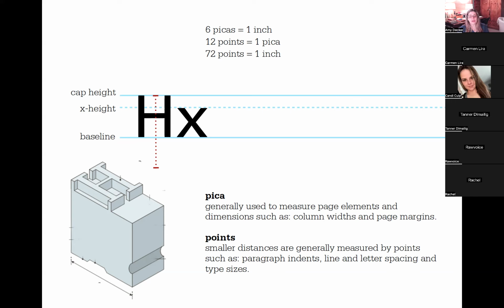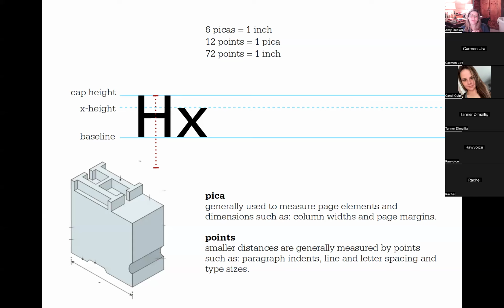It's also how we measure paragraph indents, lines, and letter spacing. Everything of that nature is measured in points. Picas are generally used to measure page elements like column widths and page margins. And that really is how we were using picas pretty regularly when we were working in typesetting traditionally, where it was photocopied and people were cutting and pasting, putting pages together when we were using movable type. This little block on the left with the H on it is a piece of movable type.